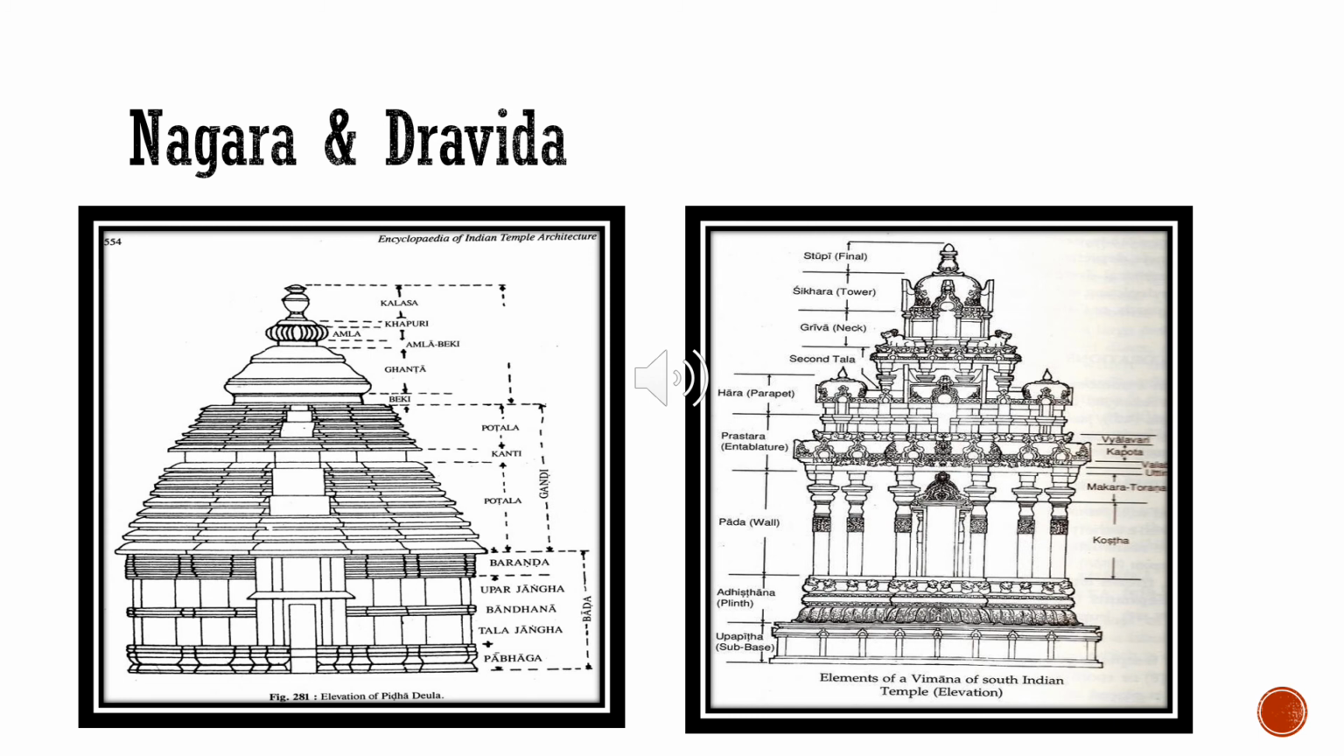The major difference between Nagara and Dravidian style: on the left side is Nagara style, on the right side is the Dravidian style. You can see the different elements portrayed here, and there is so much difference in the architectural style.